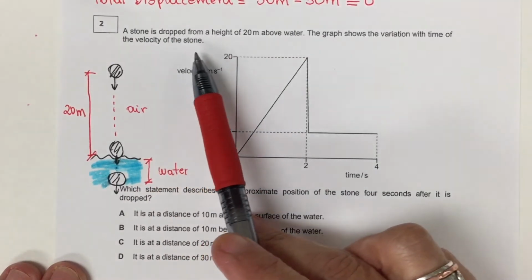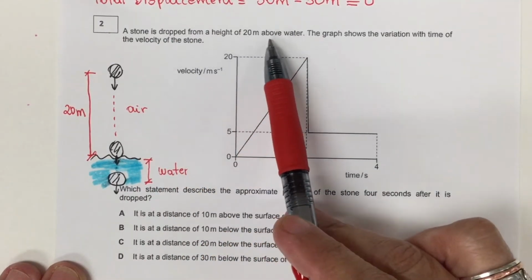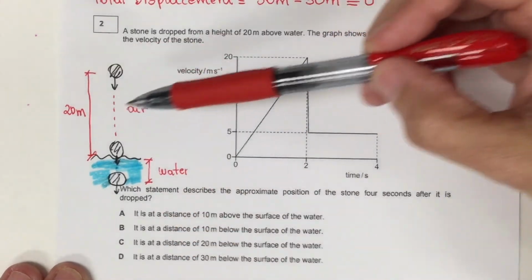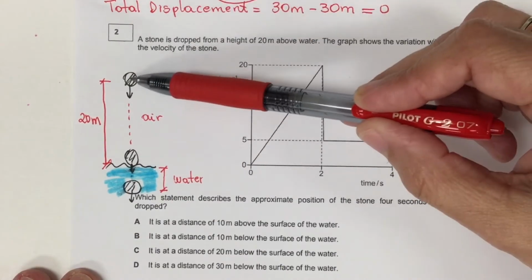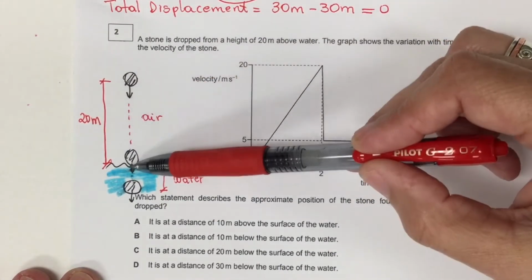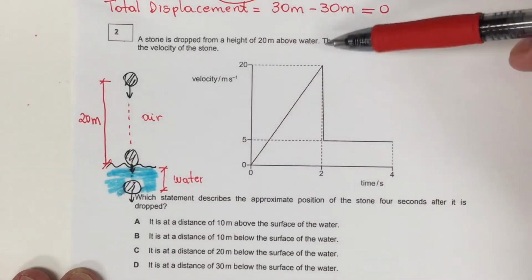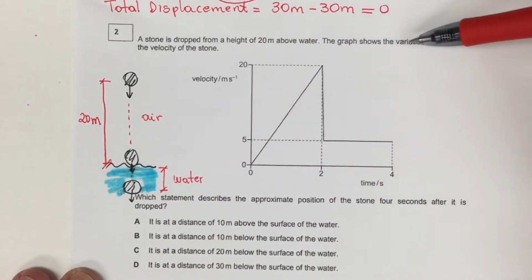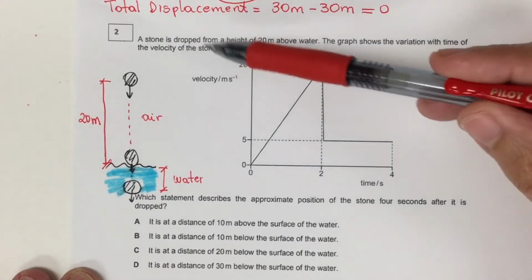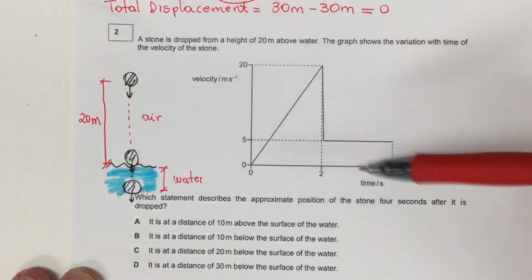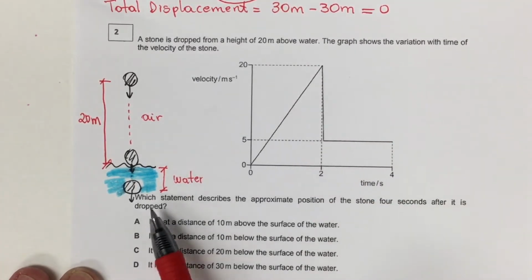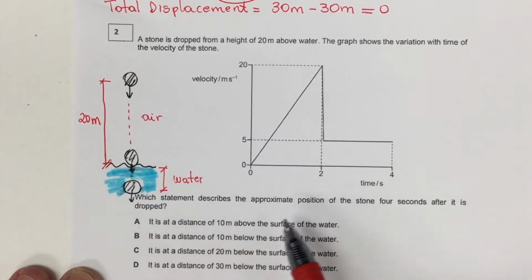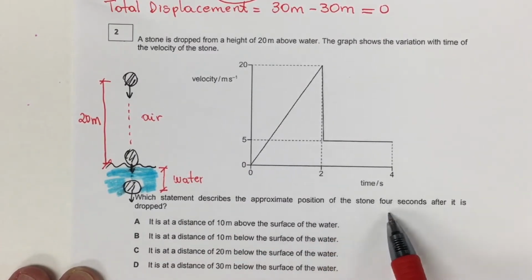Question 2. A stone is dropped from a height of 20 meters above the water. This diagram helps to understand the story. Here is a stone that is going to be dropped from 20 meters above the water, and it hits the water. The graph shows the variation with time of the velocity of the stone. I'm going to go back in a minute, but I want to read the question. Which statement describes the approximate position of the stone 4 seconds after it is dropped?